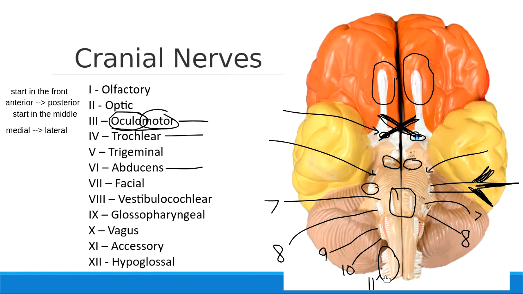Then we have to go back to our little nerve here in the middle that we skipped, this little guy up here. This little guy up here in the middle of the medulla, this one's called the hypoglossal nerve. That's number 12 here in the middle, cranial nerve number 12.